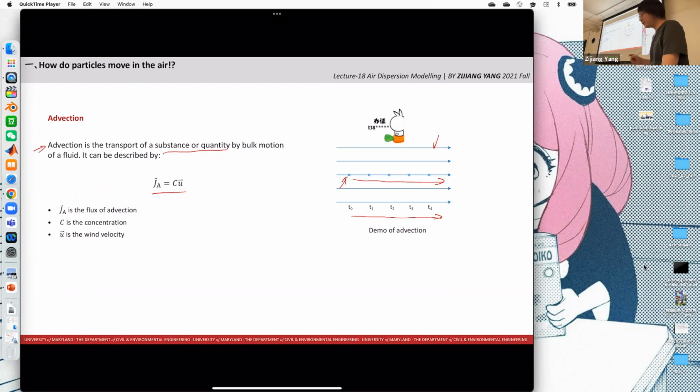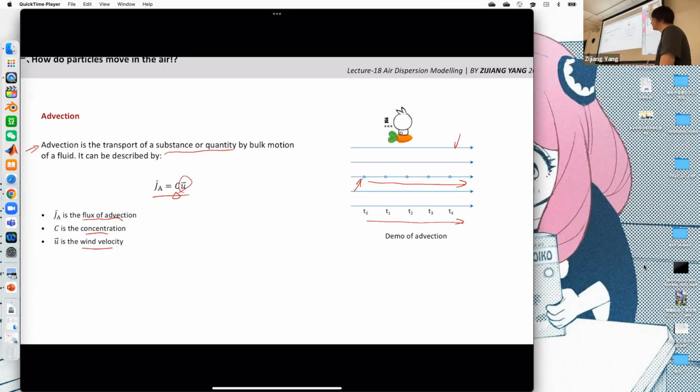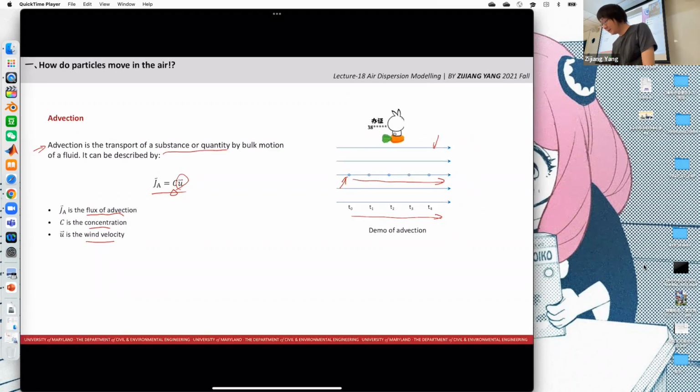In this equation, J_A refers to the flux of advection, C refers to the concentration, and U here refers to the wind speed. From this equation, we can see that given the same concentration, if we have a greater wind speed, it means we will have a greater number of particles coming or going out. So this intuitively makes sense.